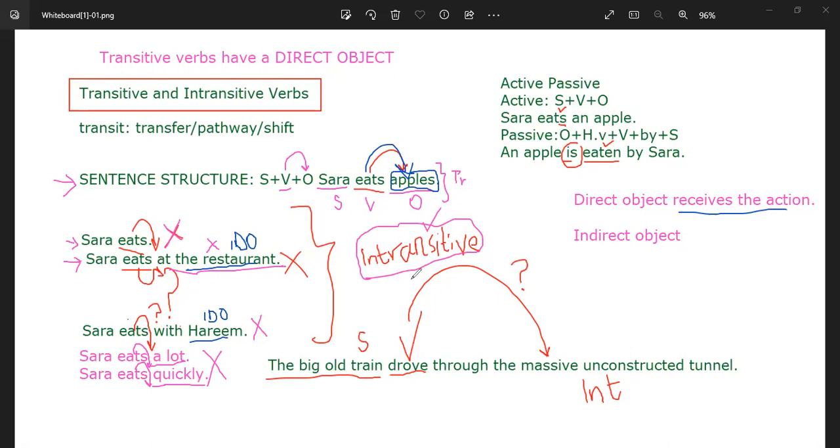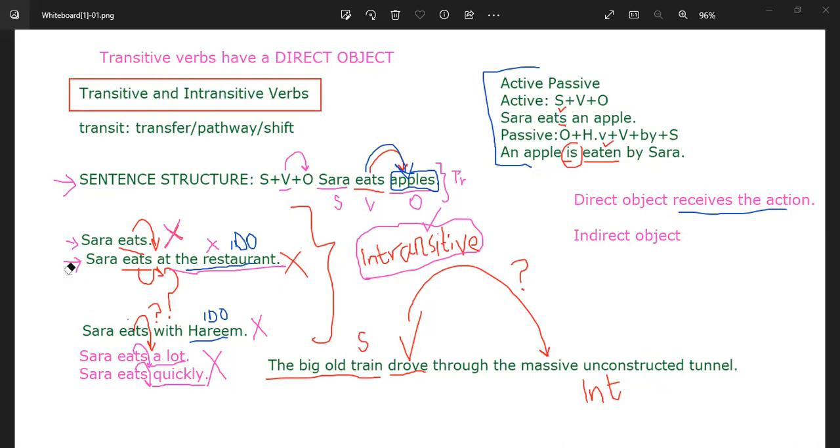Now, this is a very important part. It is very important to know that this concept is important not only because you need to know the types of verbs, it is also important because it comes in handy when doing active and passive. You know what active and passive are. We have already done it. For those of you who haven't done it with me before, I'm going to record another lecture on it. But in active voice, your sentence formation is SVO.